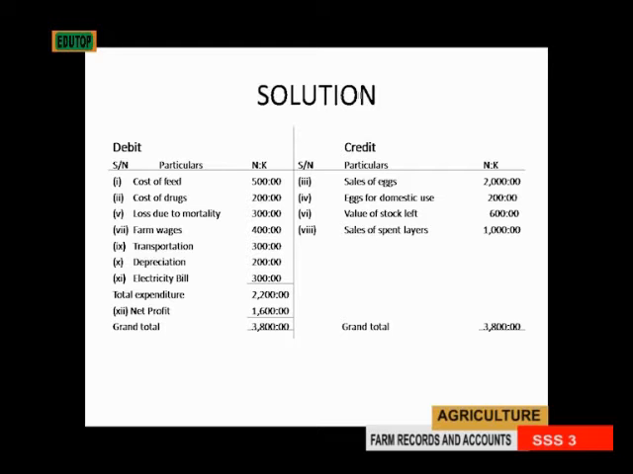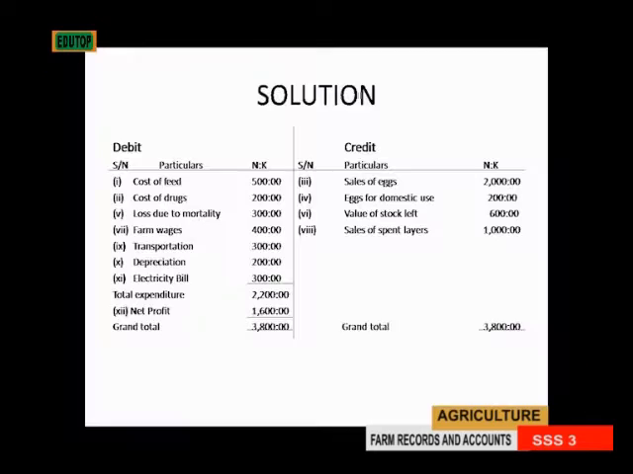Now for the credit, those are the things that you sold and collected money from. So you place them on the credit side. You have sales of egg, 2,000, egg for domestic use, 200 naira, value of stock left, 600 naira, sales of spent layer, 1,000 naira. So when you sum everything together, it is 3,800. So you see that it is balanced. So the farmer knows that he made a profit of 1,600 naira.